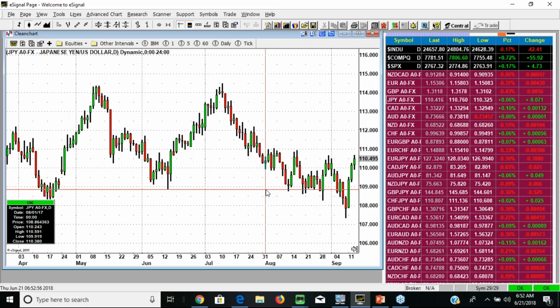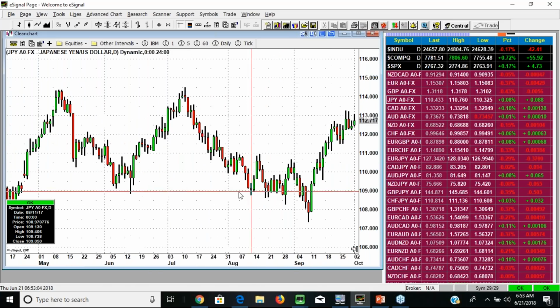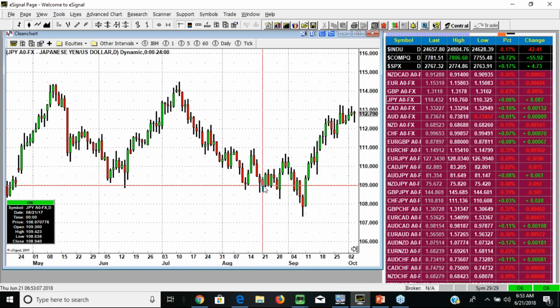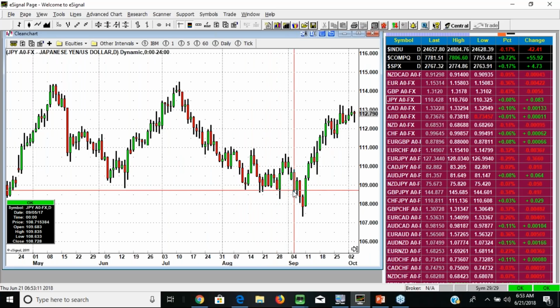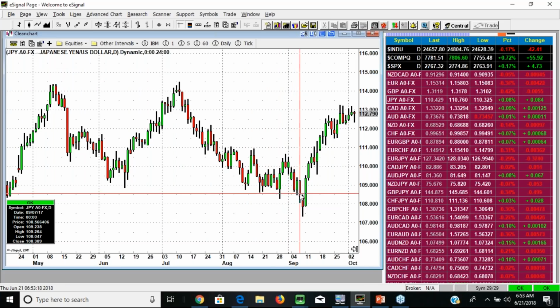So when do you get the break on a closing basis? Well, this is a break, but it's not really a confirmed break, because it's a doji candle, which is actually a reversal candle. So these are not confirmed breaks yet. The first time you really have more of a confirmed break is this candle here, or better yet, this candle here.